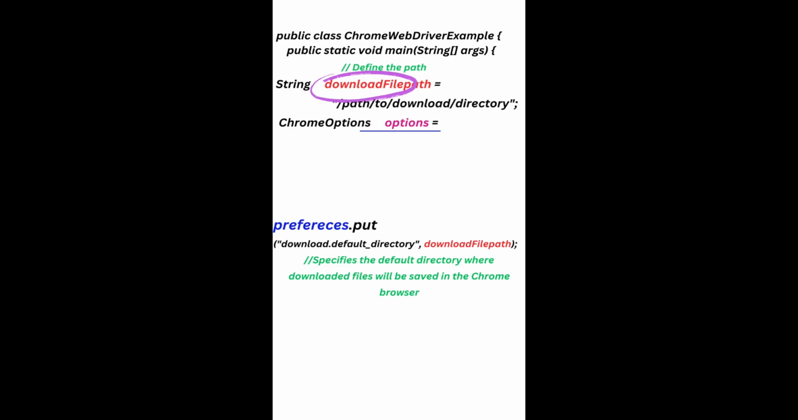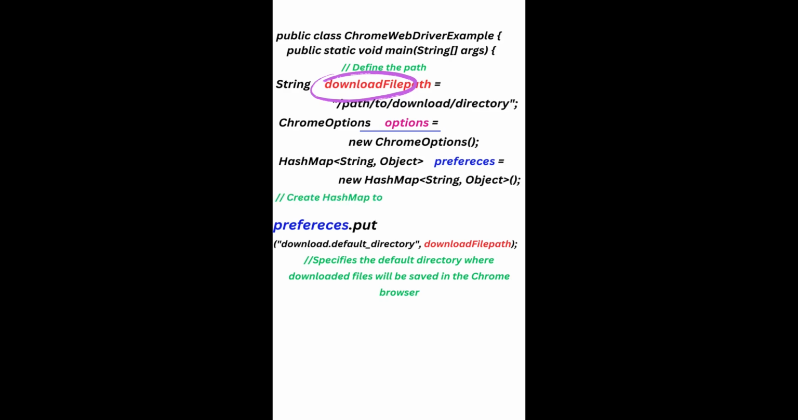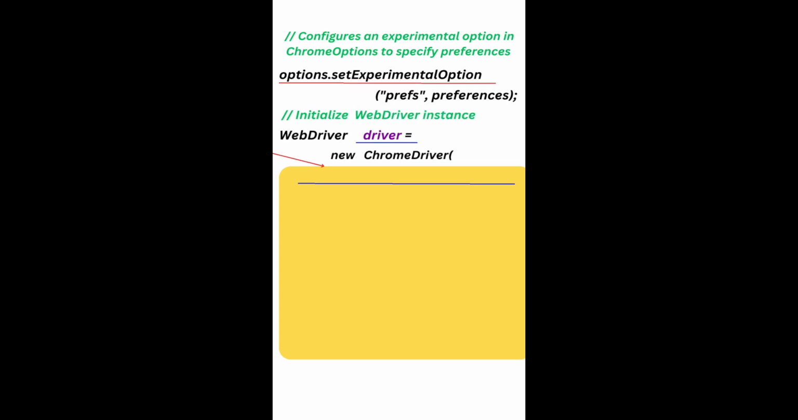Then, create a hash map to store Chrome preferences. preferences.put download.default_directory, download file path. This line specifies the default directory where downloaded files will be saved in the Chrome browser. Next we have options.setExperimentalOption, preferences. This line configures an experimental option in Chrome Options to specify preferences.